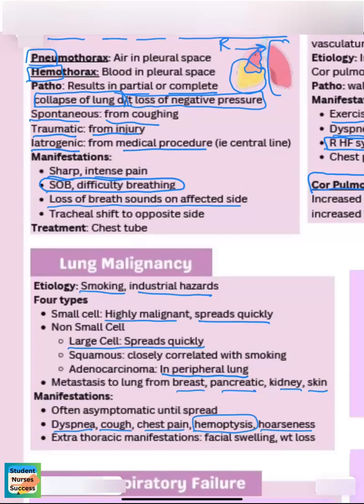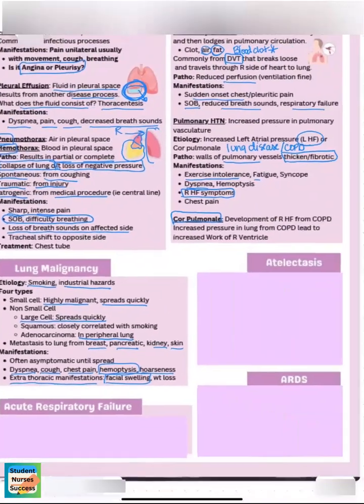Depending on where the tumor is, it can press on other structures in the thoracic area, and you can develop what we call extrathoracic manifestations from that tumor pressing on things. That may include maybe increased blood pressure and even facial swelling. And then also, we know weight loss is correlated as well with all of our cancers.